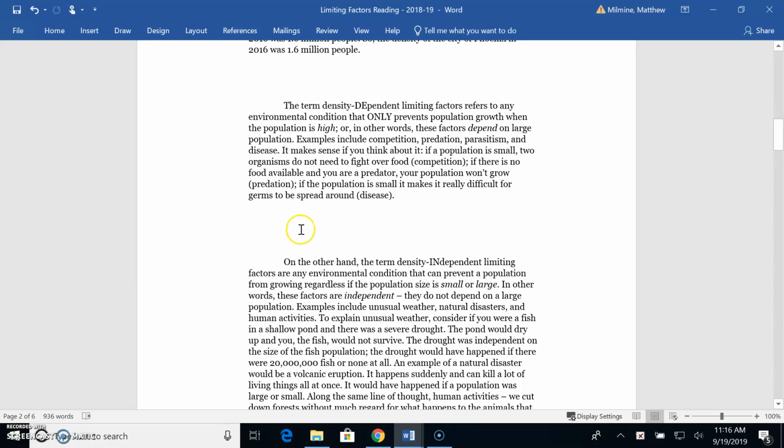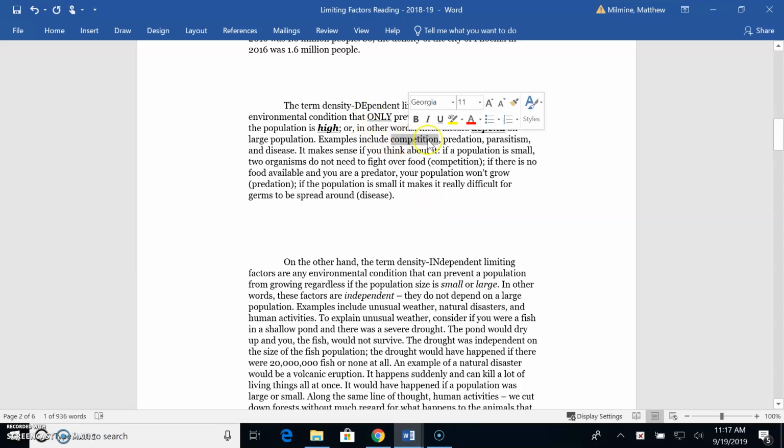Next paragraph. The term density-dependent limiting factors refers to any environmental condition, so something in nature, that only prevents population growth when the population is high. In other words, these factors, they depend, they must have a large population. Examples of density-dependent limiting factors include competition, predation, parasitism, and disease. It makes sense if you think about it.